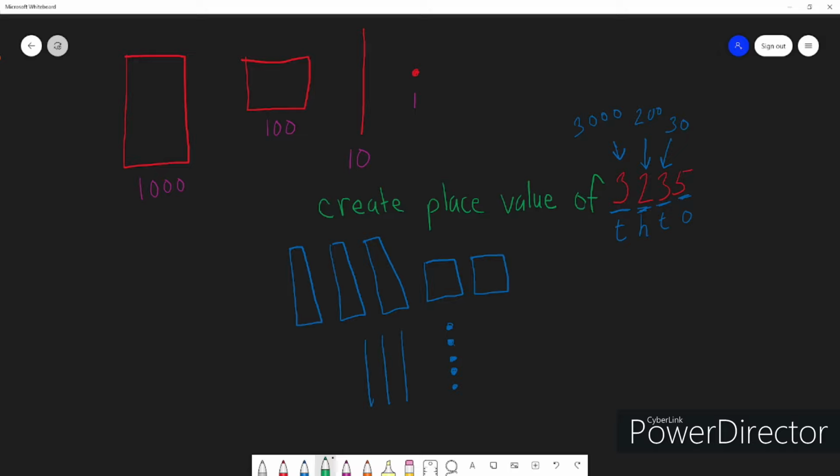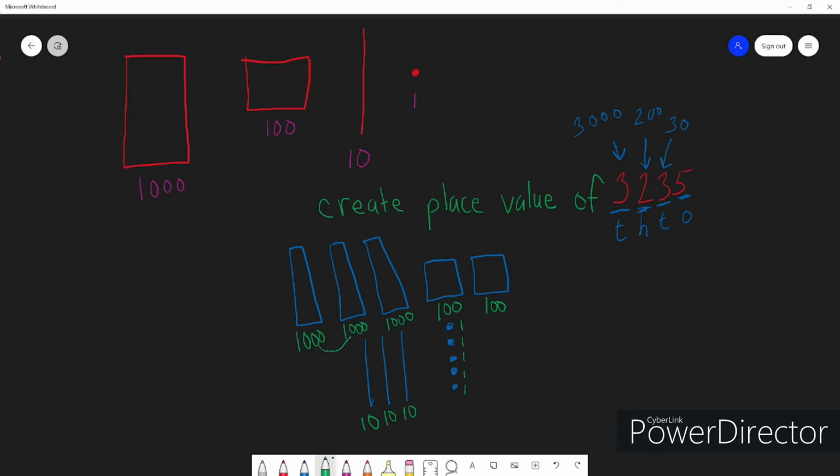We know each bar is 1,000, so let's go ahead and label them. Next, we have our boxes. We know boxes are 100, so we'll go ahead and label them. Second to last, we have our tens, or our sticks, valued at 10. And we have all our little ones as dots. We count all of them up, and we should have 3,235. So let's check it out.